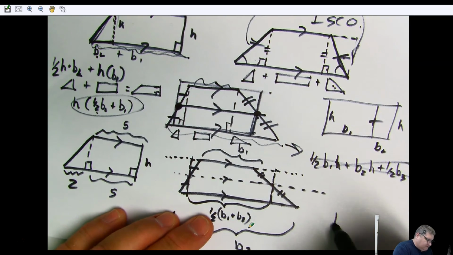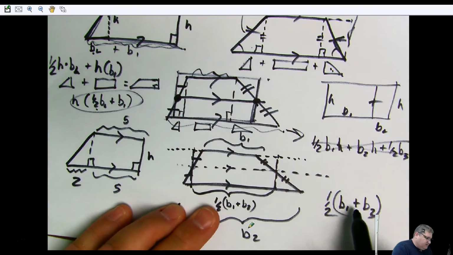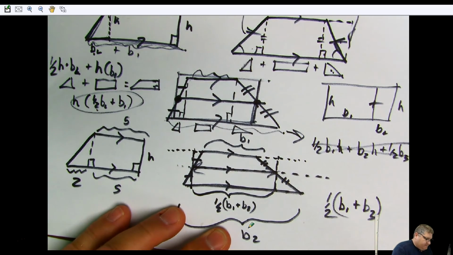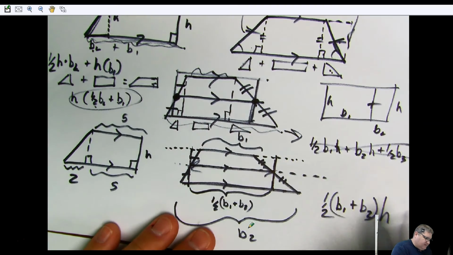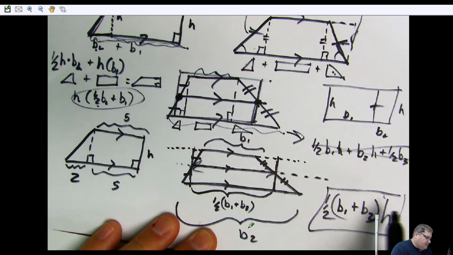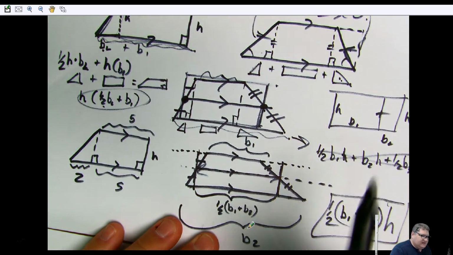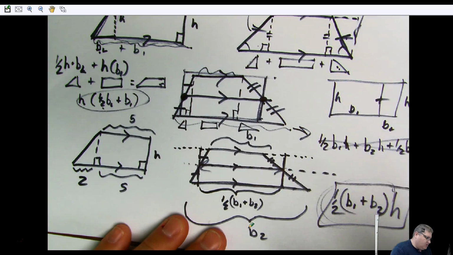Well, that's easy. I simply take one base, I add it to the other, and then cut it in half. If I do that, I find the average length from one end to the other, and all I got to do is multiply it by height. That's it. This is the formula for a trapezoid, which is the average of the two bases times the height. You can do them in separate bits, but separate bits get very confusing very fast and gets very complicated. If I simply find the average times the height, I'm all good.